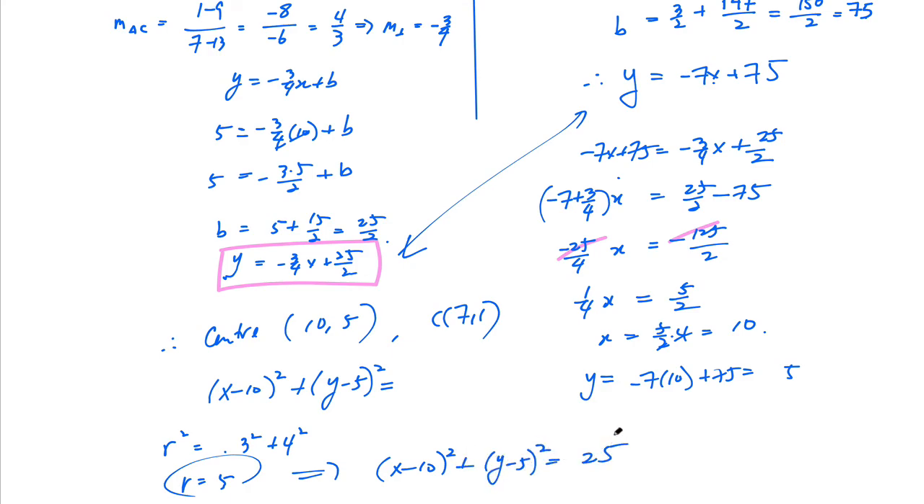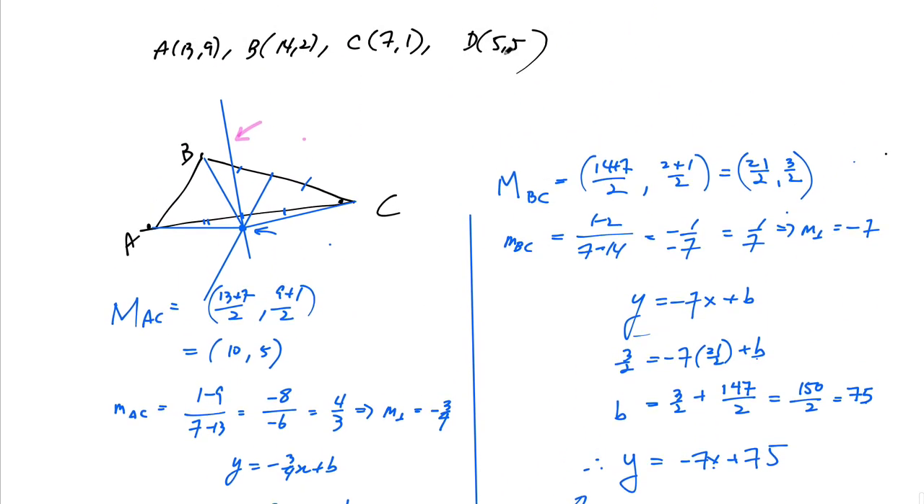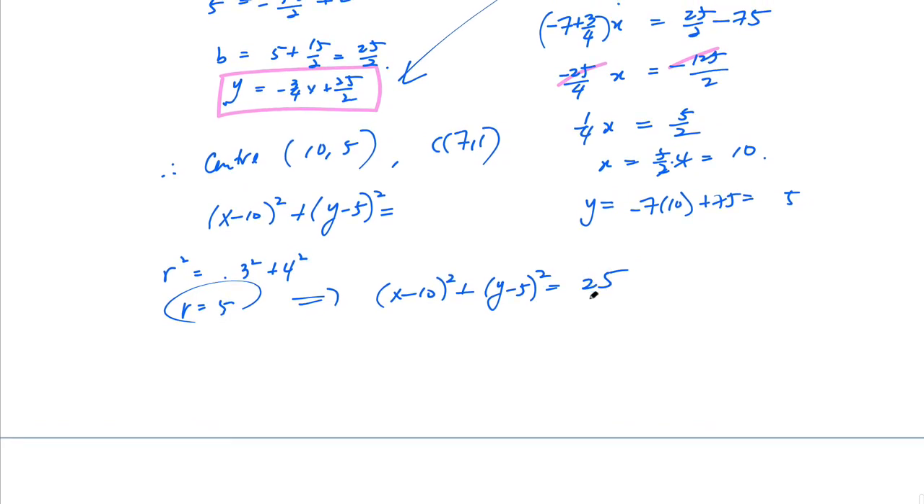So it's 25. Now, to show that it's cyclic, we just have to plug in (5, 5) and show that it's equal to 25 on the other side. So let's plug in 5 and 5. Look, it's gone, and we just have minus 5 squared, which is 25. Therefore, it's cyclic.